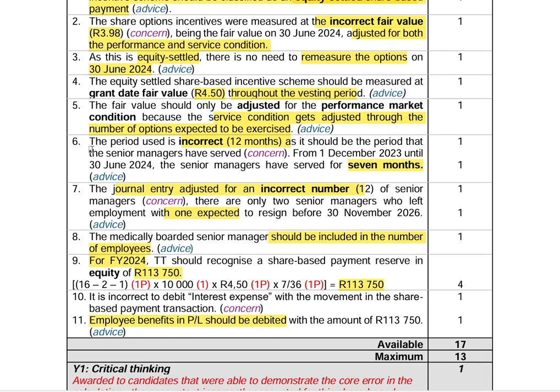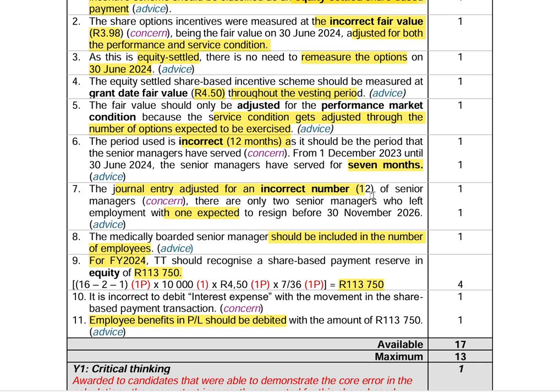And then we're looking at number 6. The period used is incorrect. The accountant used 12 months instead of 7 months. Why is it 7 months? Because we count from 1 December 2023 until the year end, which is 30 June 2024. And then the journal entry adjusted for is incorrect.